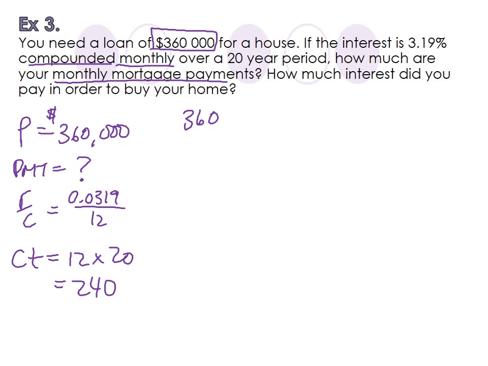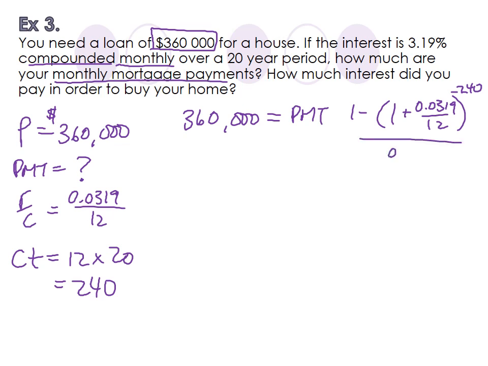Using our present value annuity formula, 360,000, PMT, 1 minus, 1 plus, 0.0319 over 12 to the negative 240. All divided by 0.0319 over 12.